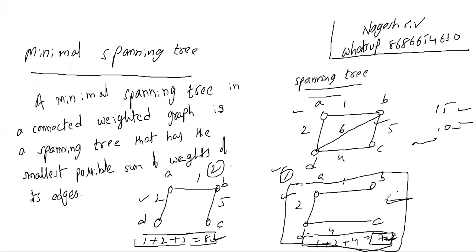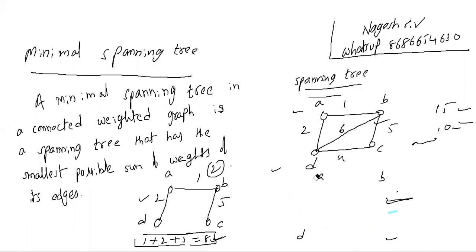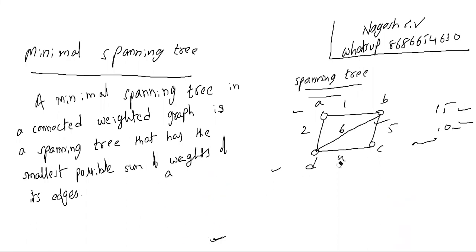Like that, deriving many spanning trees and adding the sum of all the edges takes a long process. So to avoid that, we have two important methods. Using those methods, we can find the minimal spanning tree for the given graph. So this is a given graph. For the given graph, we will find the minimal spanning tree.